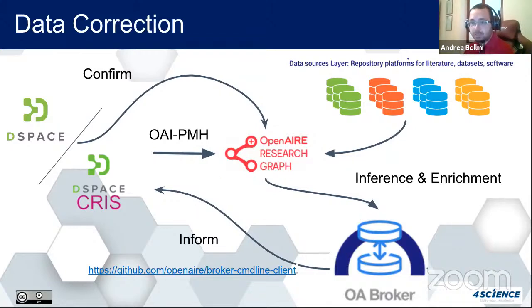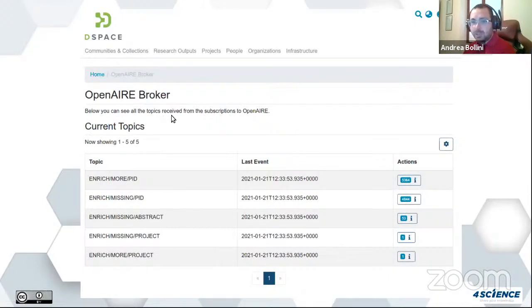How does it look in the repository? The repository admin has access to an administrative dashboard where all the proposed corrections are presented by category. Here you see more than 5,000 persistent identifiers that were found in the OpenAIRE graph to be added to repository records. There are also additional categories like missing abstract found in OpenAIRE or relation with the project. Clicking on a specific one, the administrator can get detail about the suggestion.